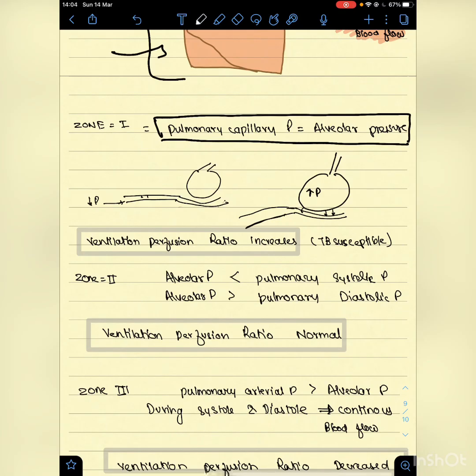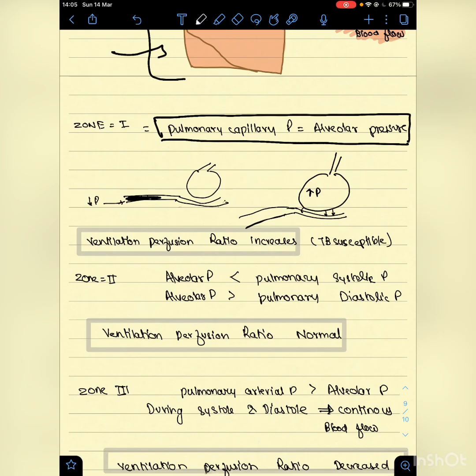The pressure is low, so that better exchange takes place. If the pressure were high, the blood would flow with more speed, and there would not be enough time for proper gaseous exchange. Now let's continue with the regulation of blood flow. The regulation of blood flow depends on five characteristics.